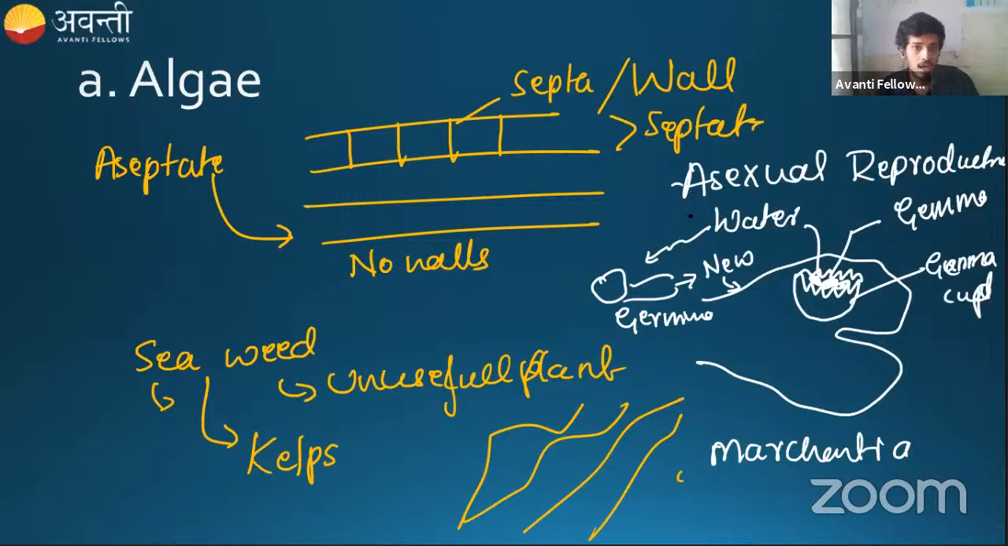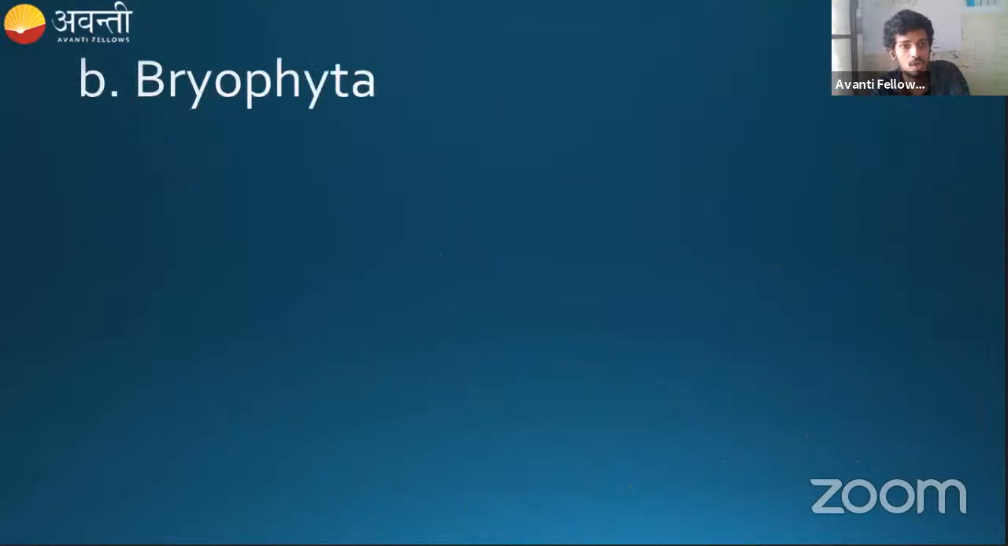Mosses along with lichens are the first organisms to colonize rocks. Here he is asking what the advantage of gemma is. The advantage is that it can be produced in a large quantity, so asexual reproduction happens very easily.